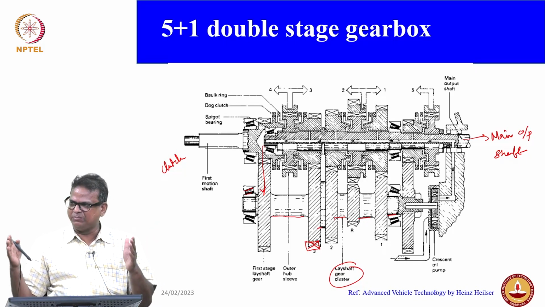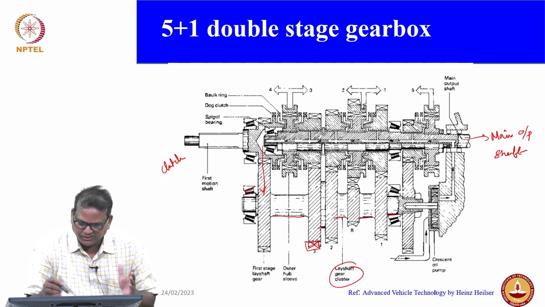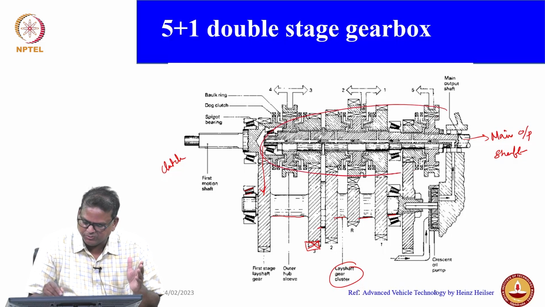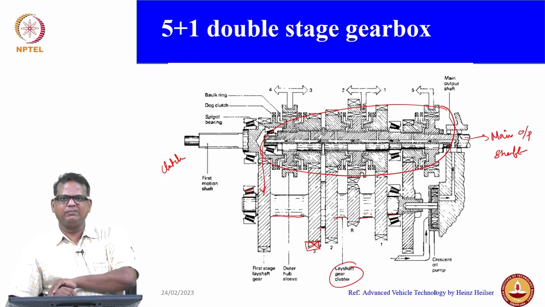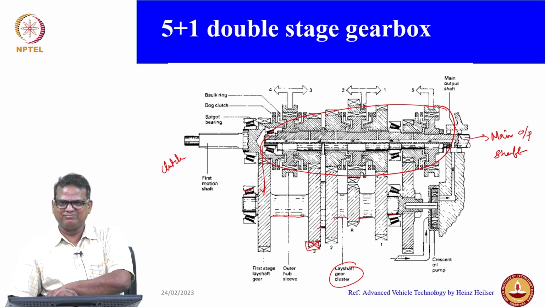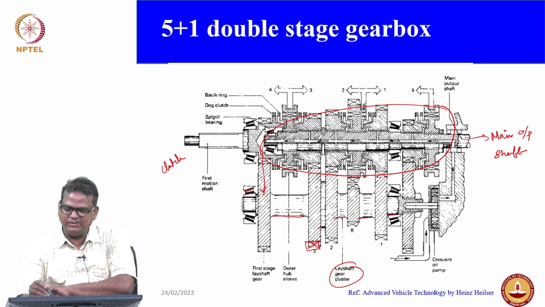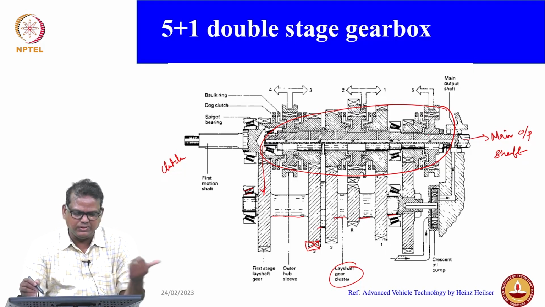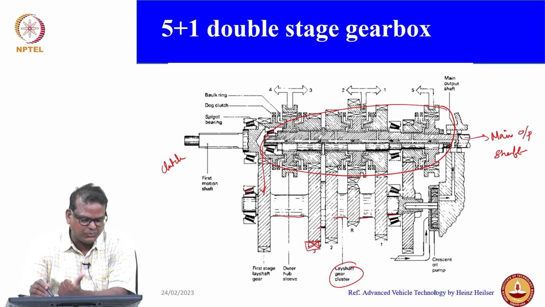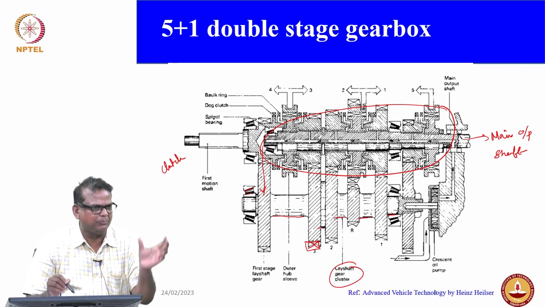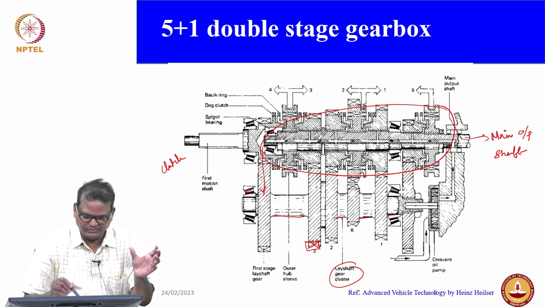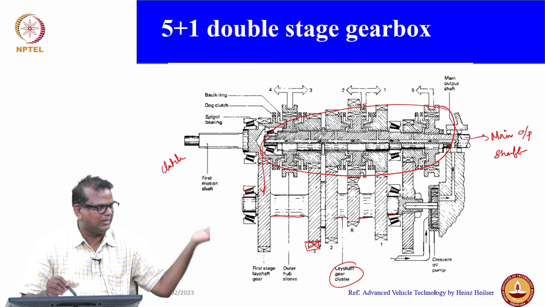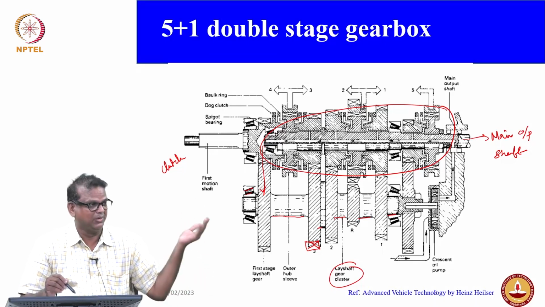Usually the lay shaft is a simply supported beam arrangement, whereas if you look at the main output shaft, it would be like an overhanging beam. Somewhere in this position it is fixed. As you move from left to right, there is no support, only the bearings are there. So it is kind of an overhanging beam or cantilever, you can say. That is the arrangement you will have.